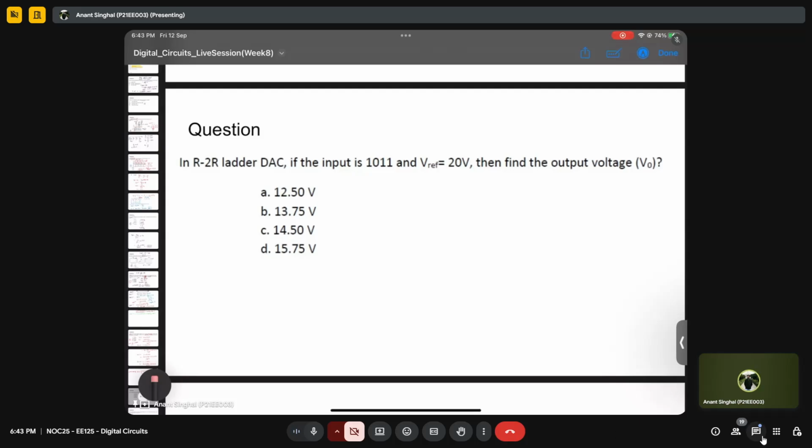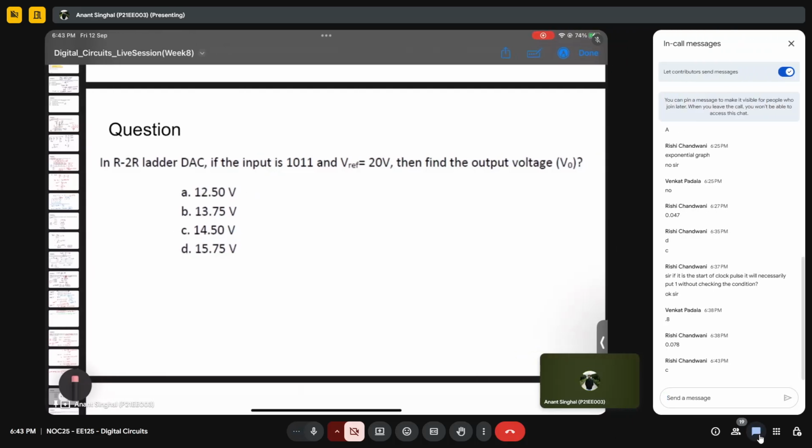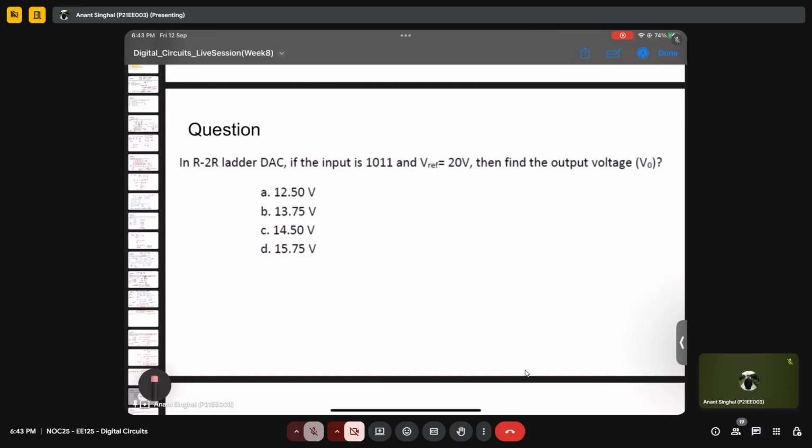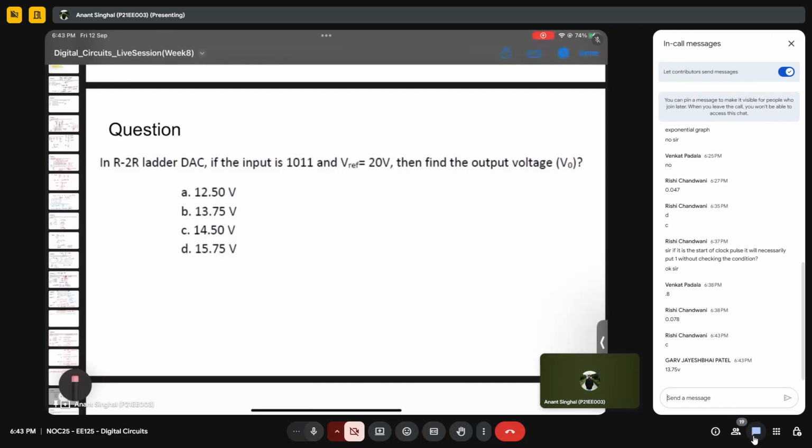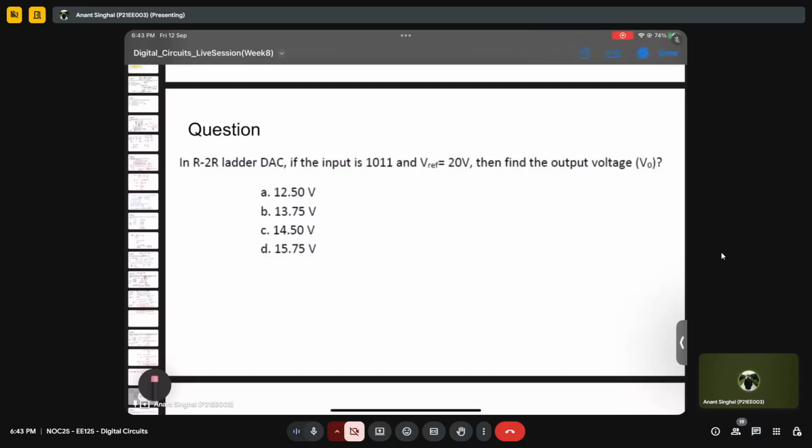So this is just basic calculation. I've got one answer as C. I'll wait for one more answer and then I'll also do it. So I've got B now, okay. So I'm getting different answers. This should not have been the case. This is a very straightforward question.